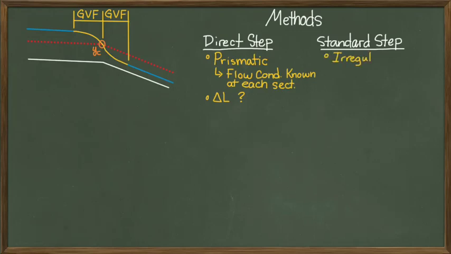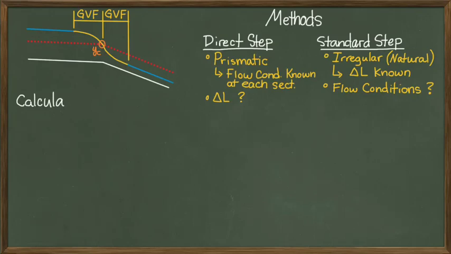For the standard step method, the channel section is irregular. An example of this would be a natural river geometry. Using this approach, we cut the channel at locations that are interesting to us so that we effectively know the length between the channel sections because we choose them. What we do not know with this approach are the flow conditions at each channel section. Because the direct step method applies best with prismatic channel sections, we will discuss how this is applied.